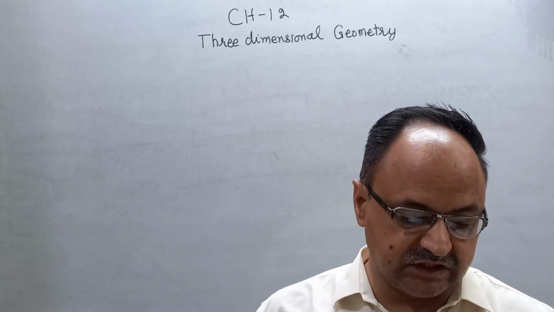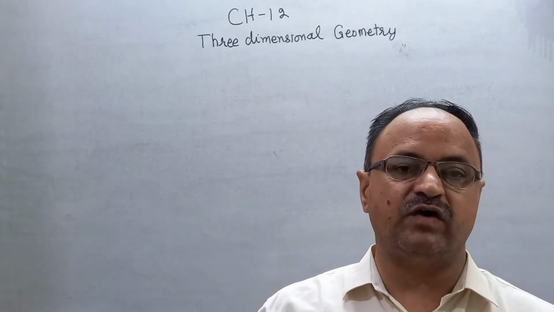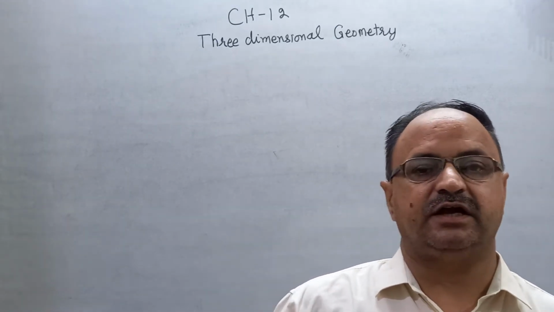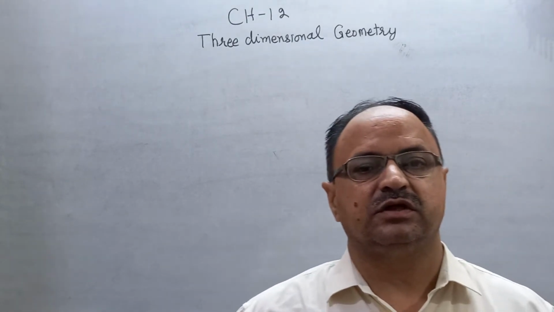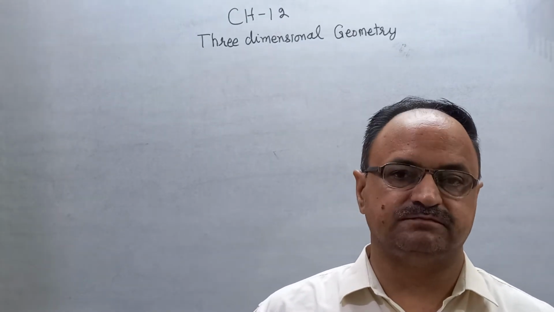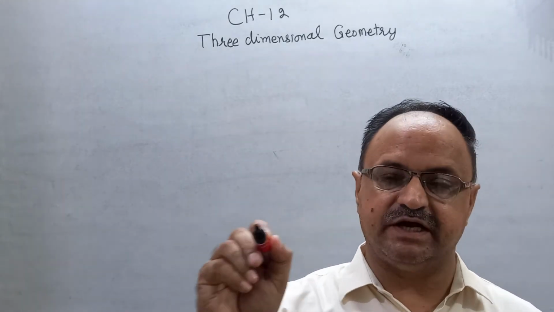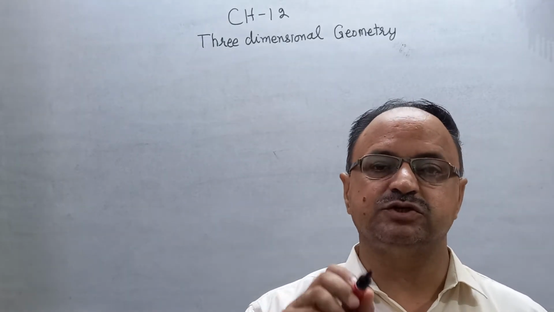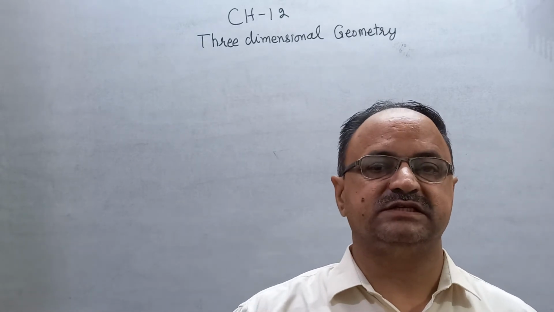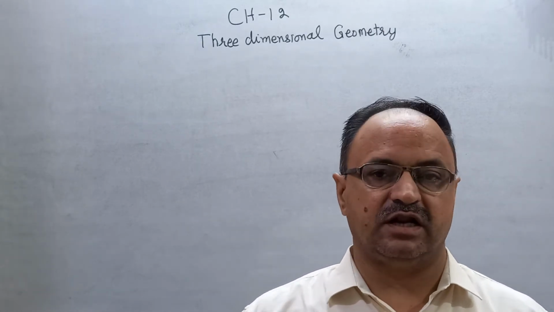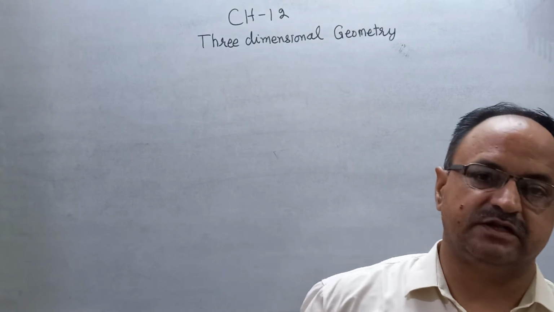Second part of question number three. Prove that these are the vertices of a right angle triangle. In a right angle triangle, you can apply the Pythagoras theorem. If the square of any one side is equal to the sum of the squares of the other two sides, then that is a right angle triangle according to the converse of the Pythagoras theorem.